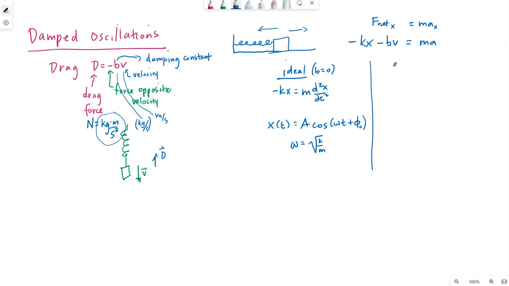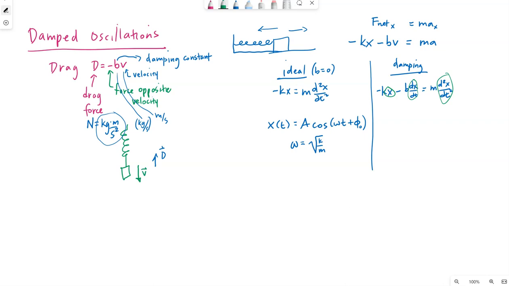Now, with this damping constant and having the system being damped in this way, we now have a more involved differential equation because v, velocity, we know is the derivative of position with respect to time. Acceleration is still the second derivative of position with respect to time. So we need a function for x in here such that it satisfies these conditions, where we have a term with the velocity and a term with the acceleration.